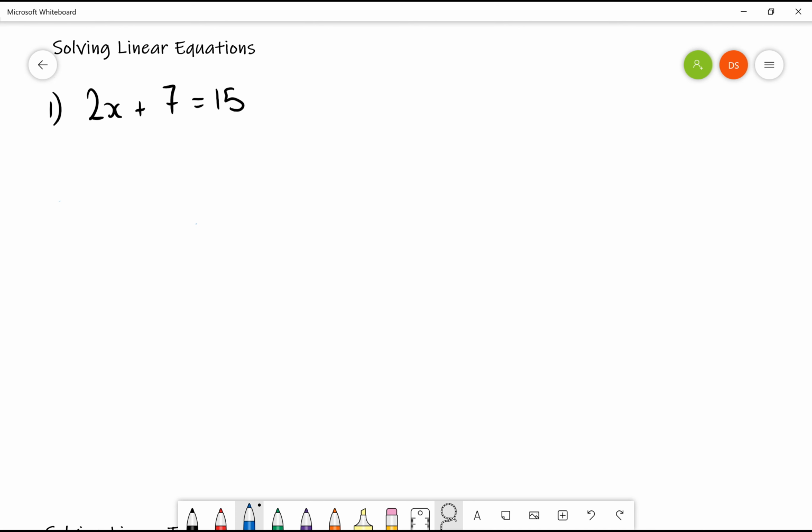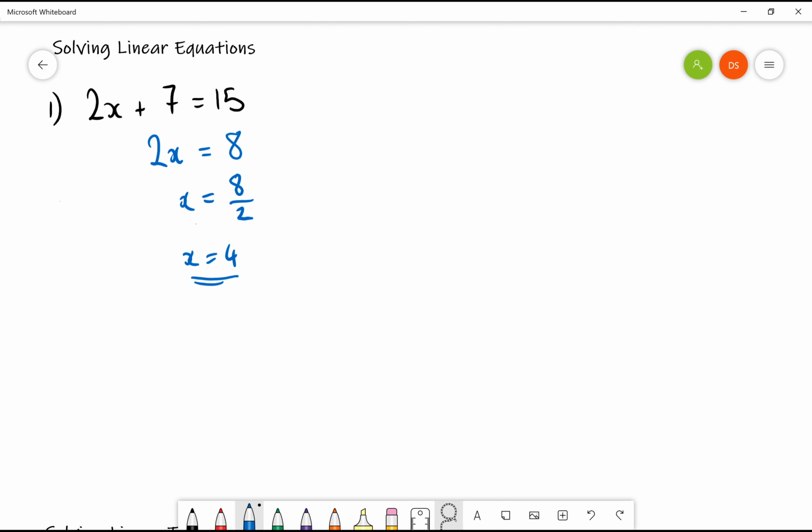Well, we subtract 7. 15 take 7 is 8. And then we divide by 2. 8 divided by 2. I'm going to write it as a fraction because a fraction is really useful for me, and then see if I can simplify the fraction to give me 4. This is how I would solve this linear equation.